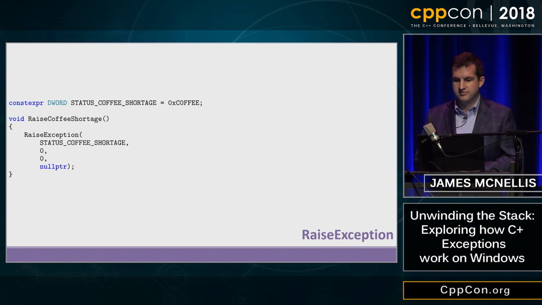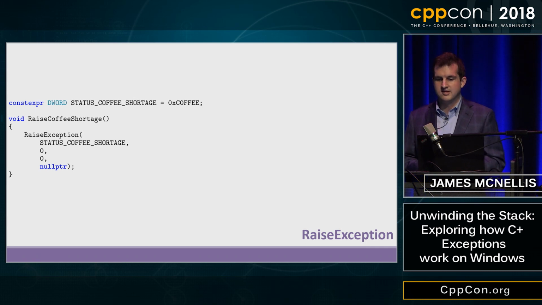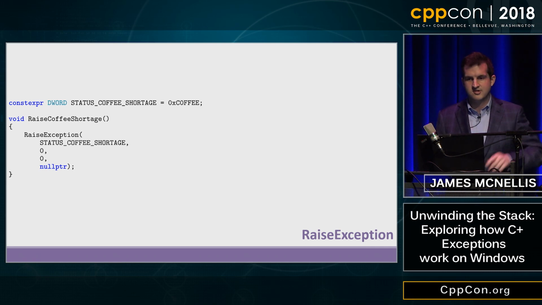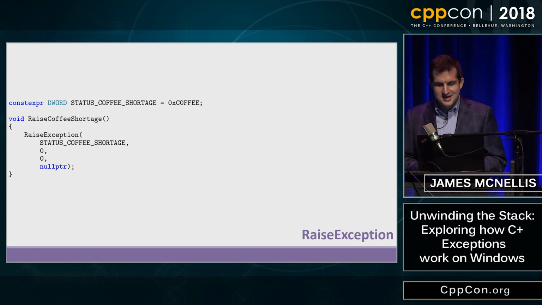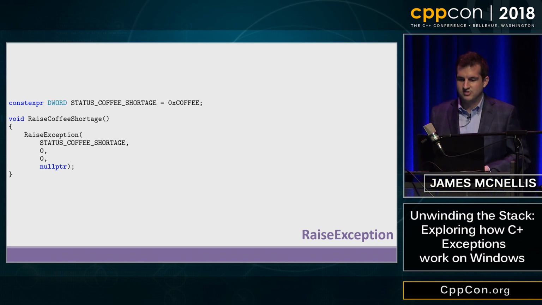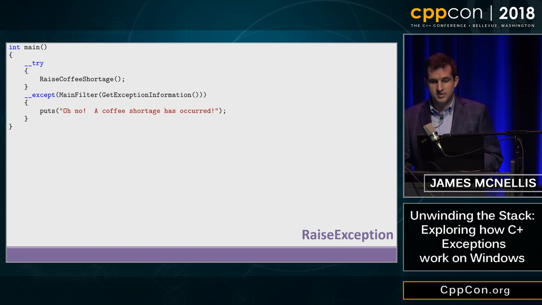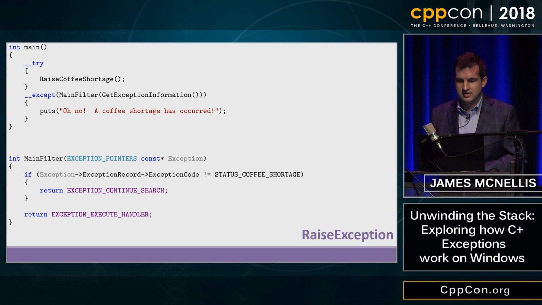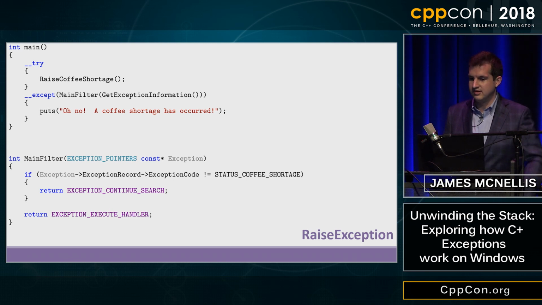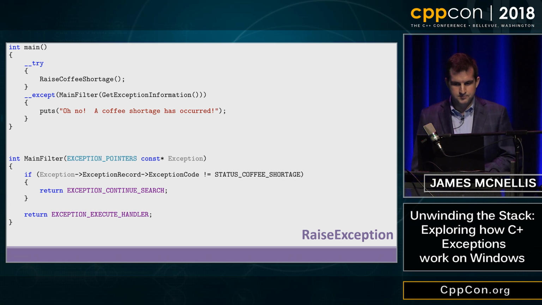So for example, we can define our own exception code, STATUS_COFFEE_SHORTAGE, which is something that the conference could have used this morning during the break, with an appropriate value. And then we call RaiseException to raise an exception with this code. Then we can write a program that handles this exception, and in our filter we can check to see if it's the coffee shortage exception and handle it appropriately.